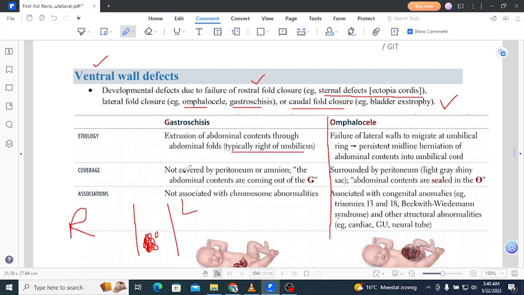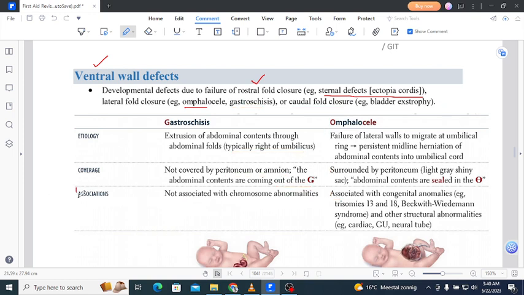So it is not covered by the peritoneum or amnion. The abdominal contents are coming out of the letter G. Association: they are not associated with chromosomal abnormalities. These two things are very high yield. Firstly, it is not associated with any kind of chromosomal abnormality, number one.